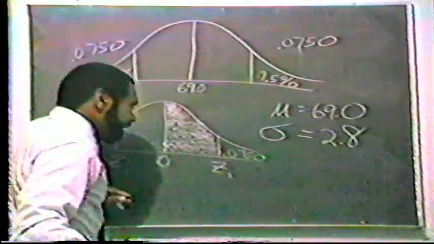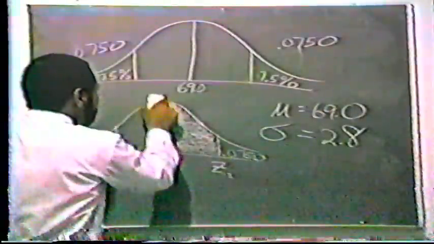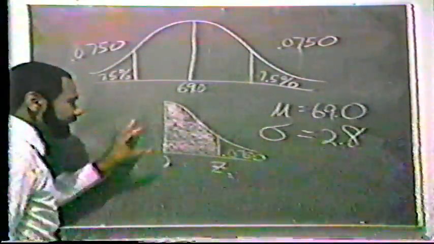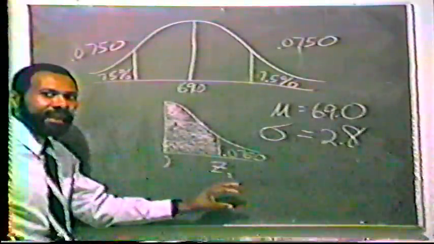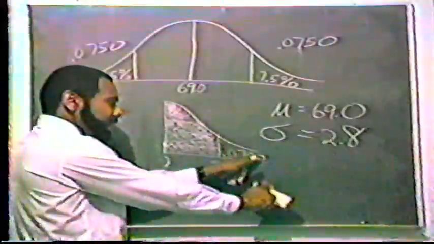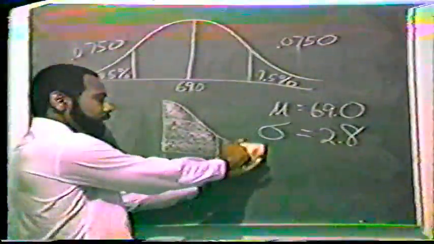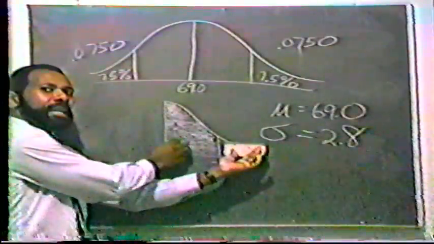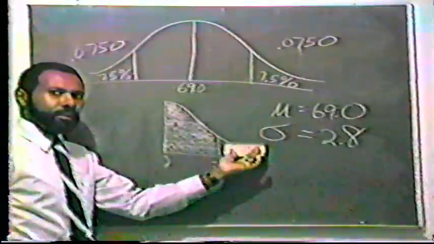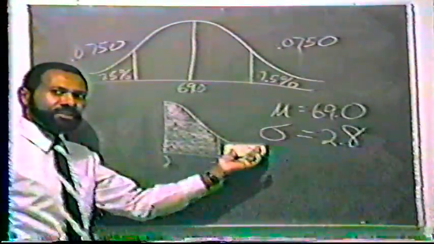And we can see that if we just look at what's on the right side there, that whole thing over there is 0.5. And we can see that if we take that much away, if we take the 0.0750 away, then we'll have just what we need to get the z-score. We have just what we need to use table A-2 to get the z-score.